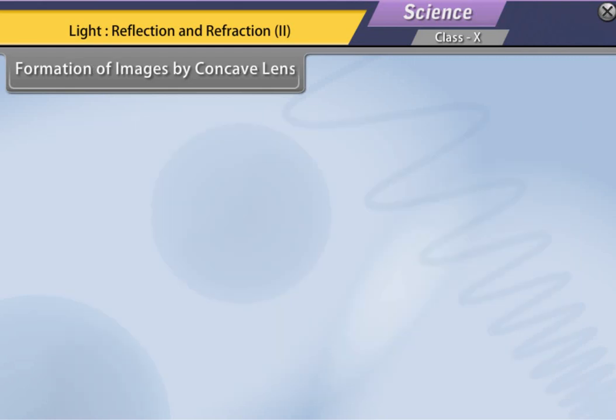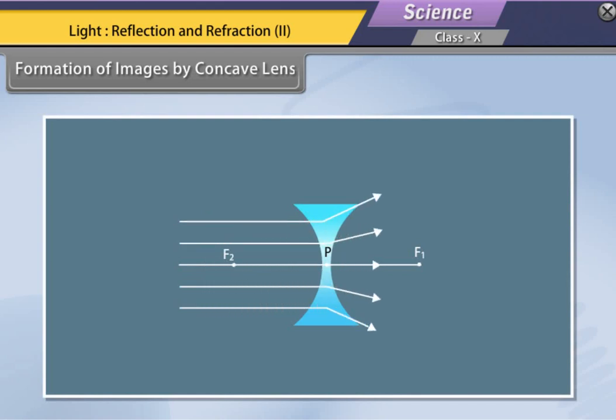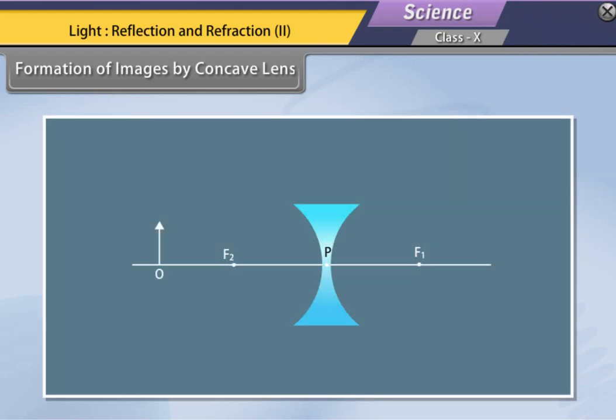Formation of images by concave lens. When the object is placed at infinity, then the image is formed at f on the same side. The nature of the image is virtual, erect, and diminished to a point. When the object is placed at any distance, then the image is formed on the same side between optical center and f. The nature of the image is virtual, erect, and diminished.